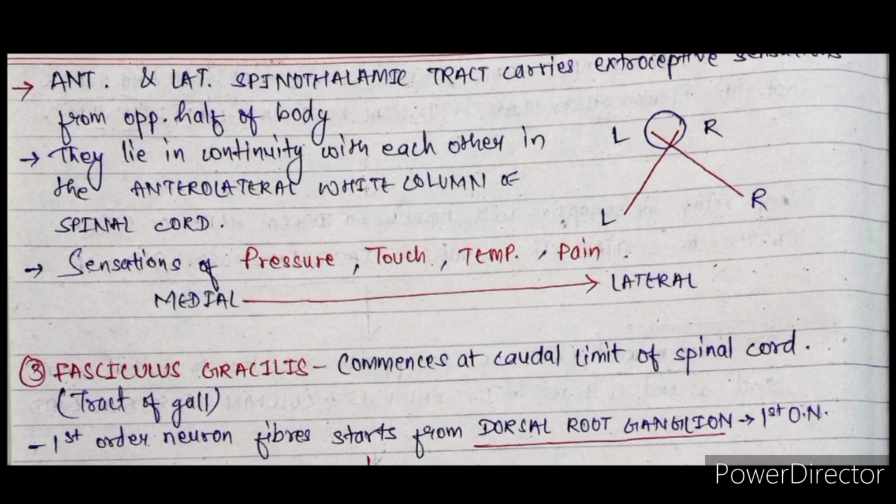The anterior and lateral spinothalamic tracts carry exteroceptive sensations from the opposite half of the body. They lie in continuity with each other in the anterolateral white column of the spinal cord. The sensations of pressure, touch, temperature, and pain travel from the medial to the lateral aspect.